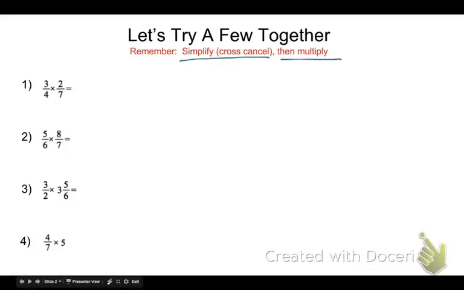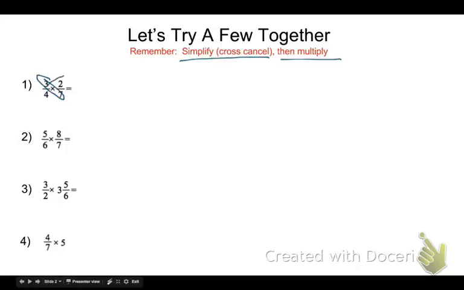When I simplify or cross-cancel first, I'm looking diagonally. I'm looking at the 3 and the 7. They do not have a factor in common. There is not a number that makes 3, that 3 times anything, that will also make 7. So they do not have a factor in common.